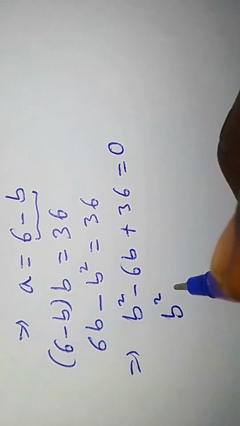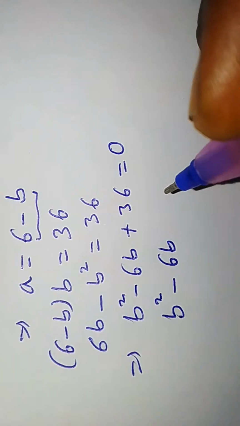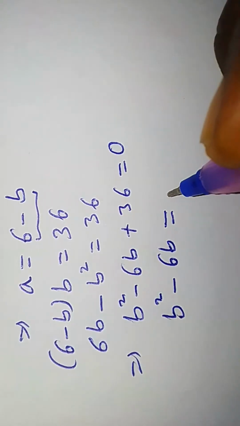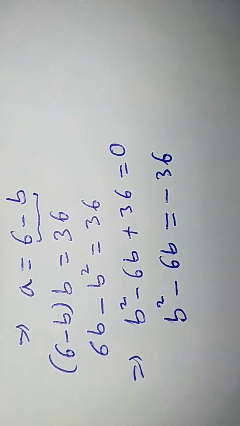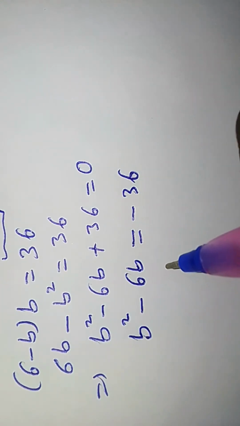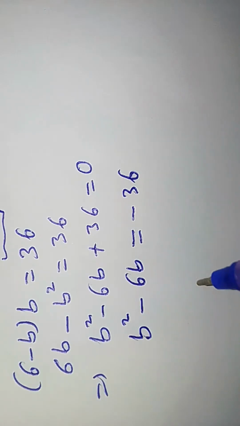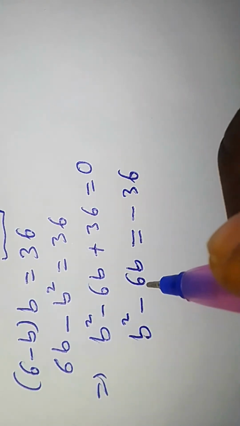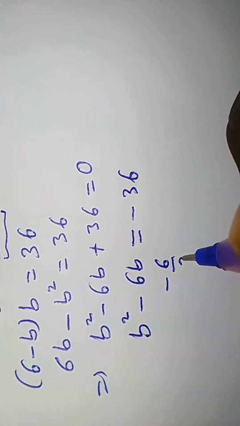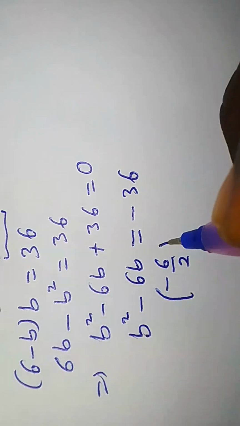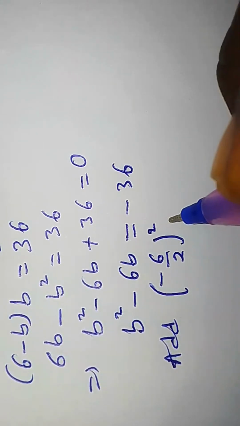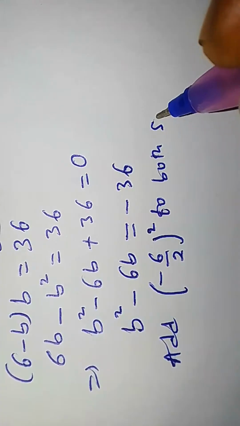So we have b squared minus 6b. The first thing we are going to do is to transfer this 36 to the right hand side. So this is equal to minus 36. Now let us add half of the coefficient of b and at the same time square it to both sides. The coefficient of b is minus 6. So half of it will be minus 6 divided by 2. And we are going to square it. So we are going to add minus 6 over 2 all squared to both sides.